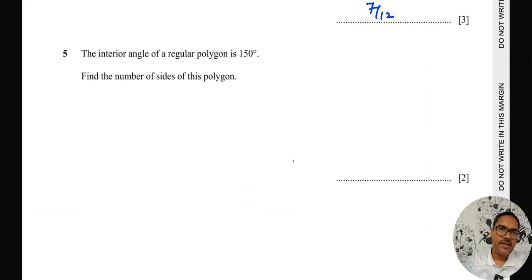Now the next question. The interior angle of a regular polygon is 150 degrees. Find the number of sides of the polygon. There are different ways to solve this. I'll give you both the methods. For one method, what is the measure of each angle of a regular polygon? We know the sum of all the angles of a polygon is n minus 2 into 180 degrees.